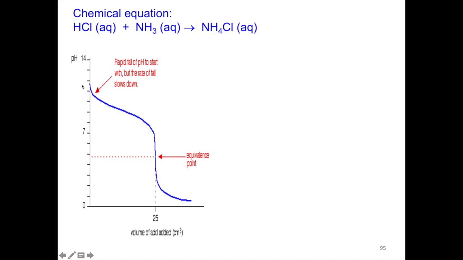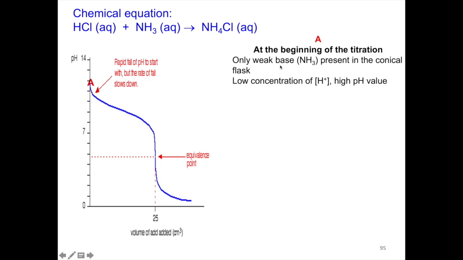So we plot pH against the volume of acid added, right? So this time, the titrant is acid. At point A, this is the beginning of the titration. There's only weak base NH3 present in the conical flask, so it has low concentrations of H+ and high pH value. The pH of weak base is slightly smaller compared to the pH of strong base, so the pH is going to start between 11 to 12, right?